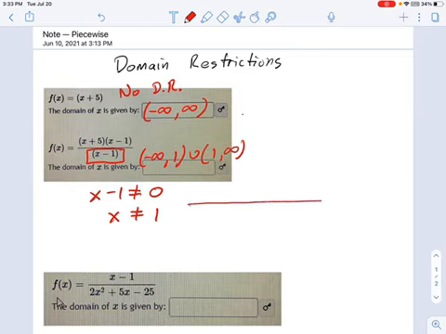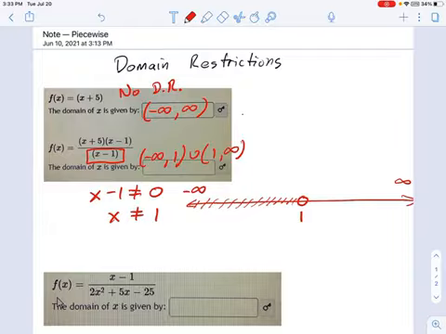So if I had a number line like this, and this is negative infinity, and that's positive infinity, all of the numbers on this line are perfectly fine, except for the number at x equals 1. You can get right up close to it. You could be 0.99999, and that would be fine. It's not infinity, but you can't actually be 1 itself. So that's what we mean with interval notation. It's just a different way of expressing this idea of domain restrictions.